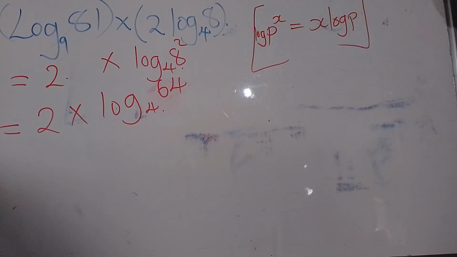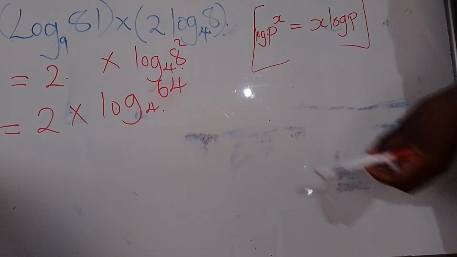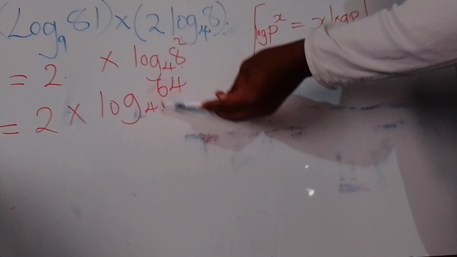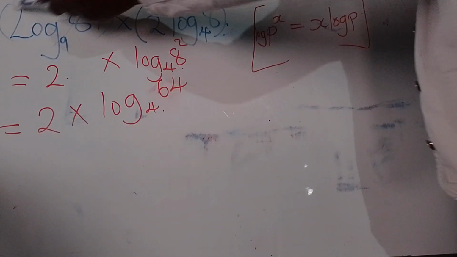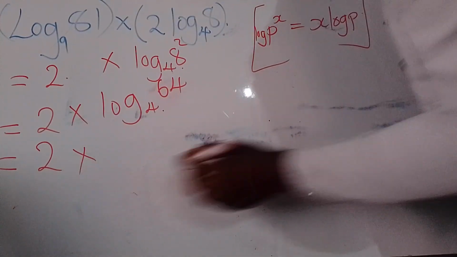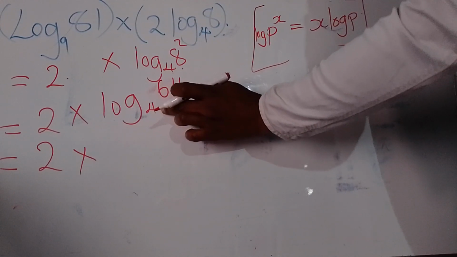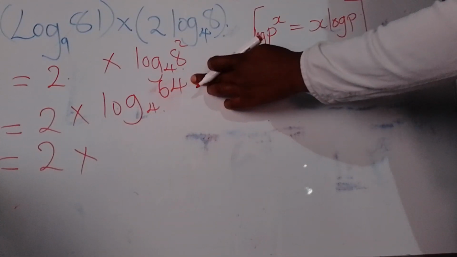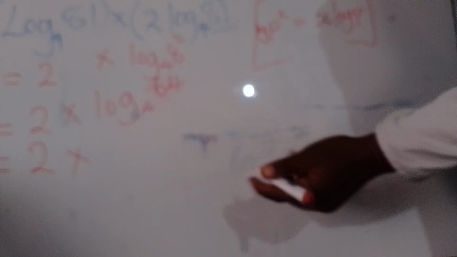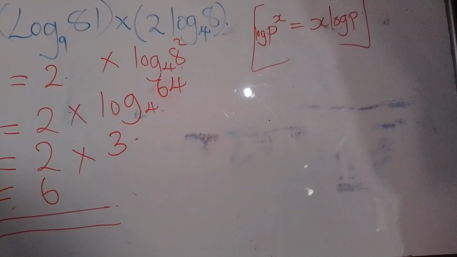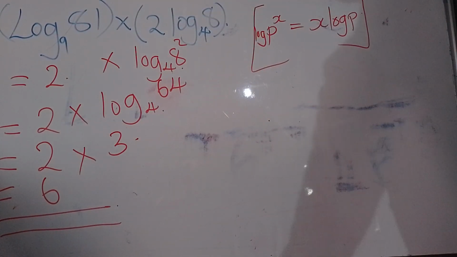Then 64, we are going to simplify this part the same way we did with this part. So it's just the same as 2 times, 4 to the power 3 is equal to 64. So we raise 4 to the power 3 to get 64. So the logarithm of 64 to base 4 is 3. This becomes 6.